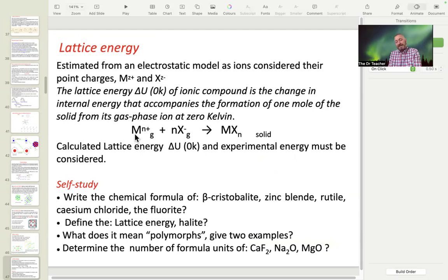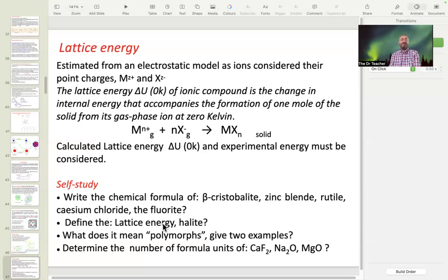So for the M, we don't know how many plus charges there are in the gas phase, plus how many halogens gained negative charge in gas, and this will form MXn as a solid. So what's the ratio between M and X? That will differ. Calculated lattice energy and experimental energy must be considered. So as a summary knowledge or self-study, can you write the chemical formula of beta cristobalite, zinc blende, rutile, cesium chloride, and fluorite?